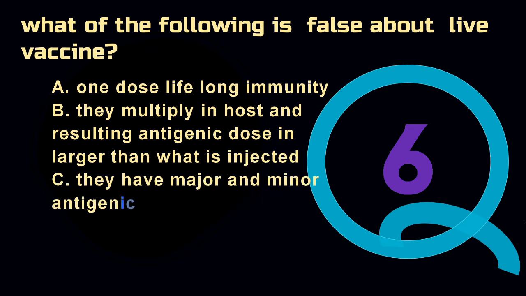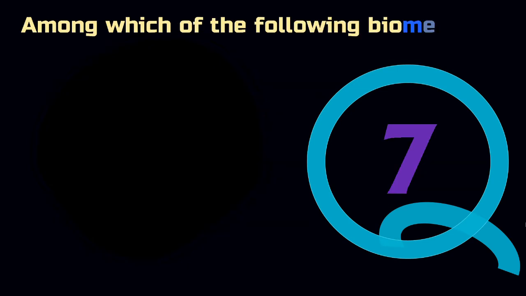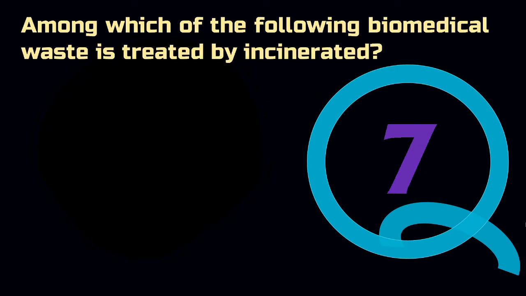The next question is, which of the following is false about live vaccines? Option A, one dose for lifelong immunity, option B, they multiply in host and the resulting antigenic dose is larger than what is injected, option C, they have major and minor antigenic components, and option D, provides shorter duration immunity. The correct answer to this question is option D, it provides shorter duration immunity. Rather, the live vaccine provides longer duration immunity.